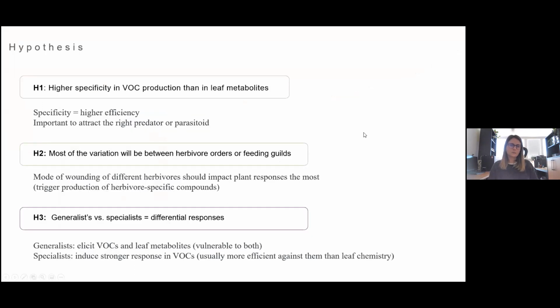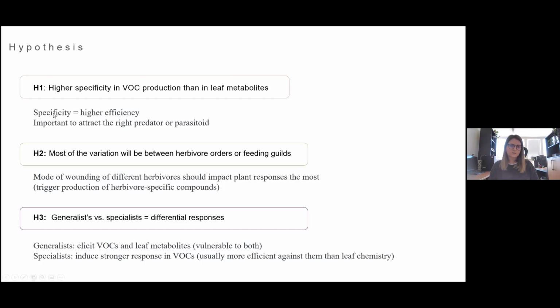So we had three main hypotheses, and the first one stated that higher specificity will be observed in VOC production when compared to metabolites. And why? Because it matters the most to be specific when it comes to VOCs, because this way plants can have higher efficiency in their defenses. And this is very important to attract the proper predator or parasitoid.